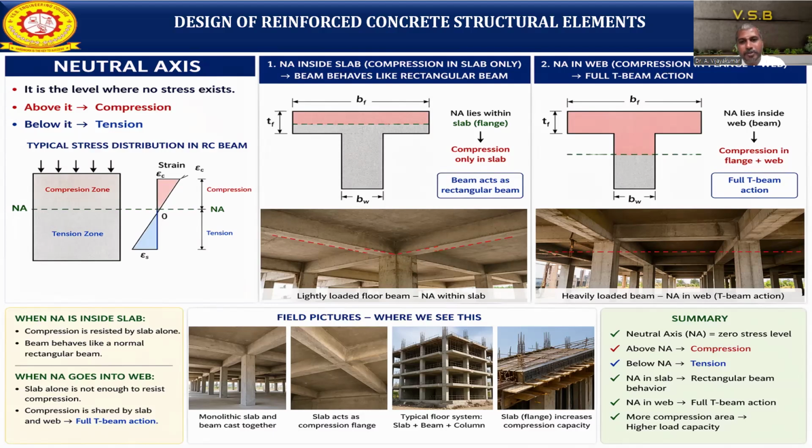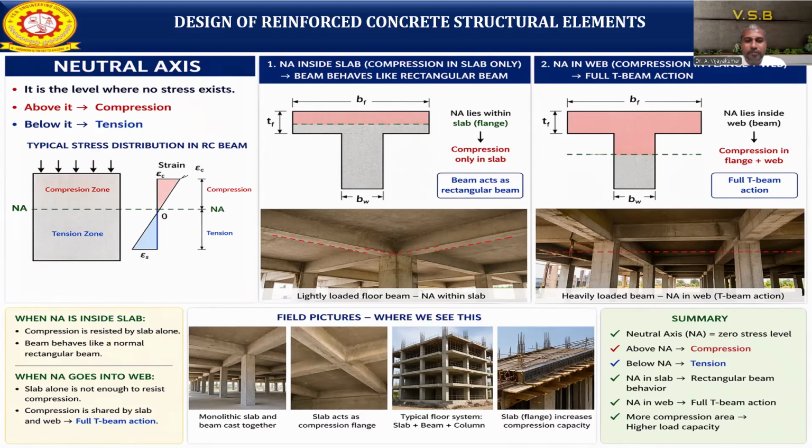If the neutral axis goes into the web, then what is going to happen? The slab alone is not enough to resist the compressive forces, because the forces are larger. The slab alone cannot resist the compression, so the compression is shared with the web as well. The full T-beam now acts, and it is called T-beam action based on our neutral axis.